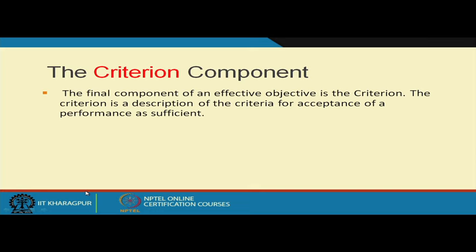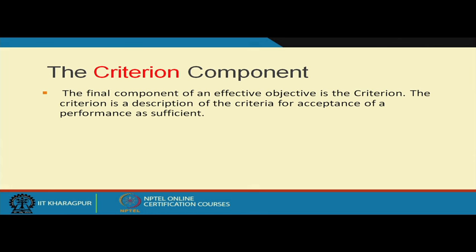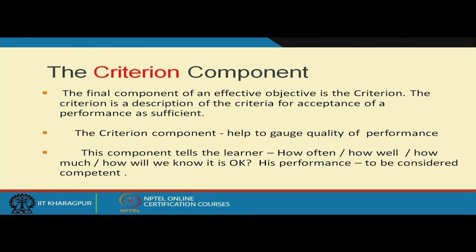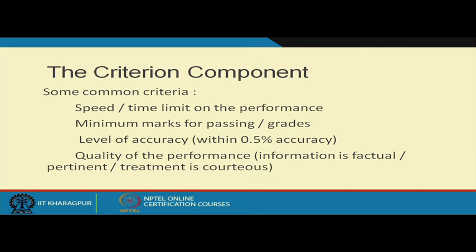The criterion component, I mentioned, is up to what level. The final component of an effective objective is the criterion. The criterion is a description of the criteria for acceptance of a performance as sufficient. That is, it helps to gauge the quality of performance. This component tells the learner how often, how well, how much. Speed or the time limit of the performance, minimum marks for passing, the level of accuracy, 0.5% inaccuracy. So, that is the criterion component.